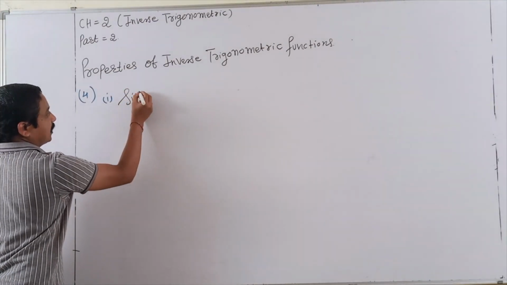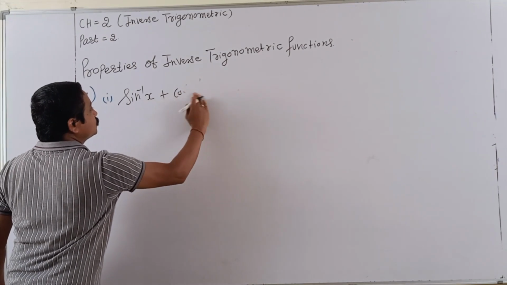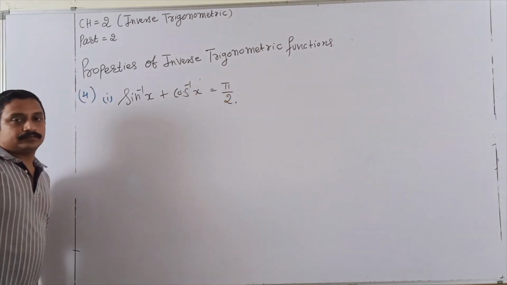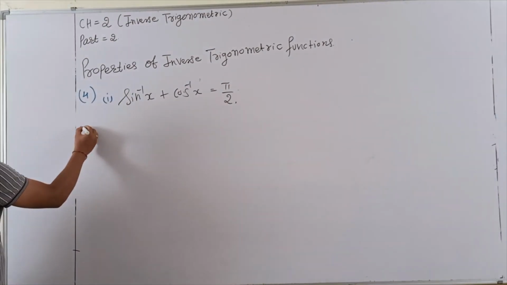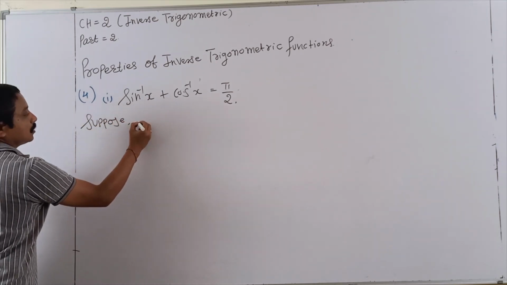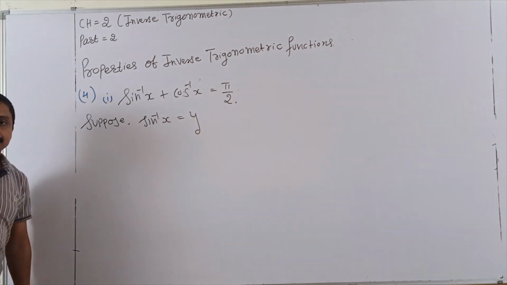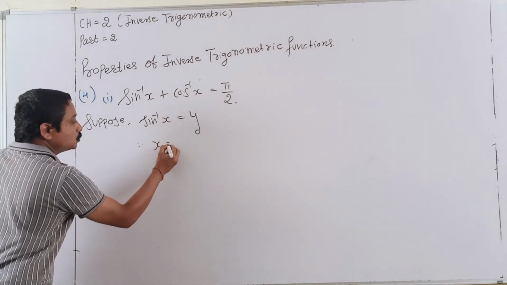Sin inverse x plus cos inverse x is equal to pi by 2. That's property number 4, first one. So it's very easy, students, to prove. Suppose sin inverse x is equal to y, an assumption. So definitely, what is x equal to?